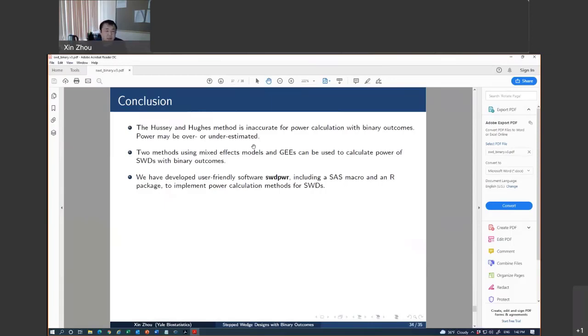Okay, conclusions. The Hussey-Hughes method is inaccurate for power calculation with binary outcomes, and the power may be over or underestimated. Two methods using the mixed effect model and the generalized estimating equations can be used to calculate power of stepped-wedge designs with binary outcome. And we have developed user-friendly software, including a SAS macro and an R package, to implement power calculation methods for stepped-wedge designs.